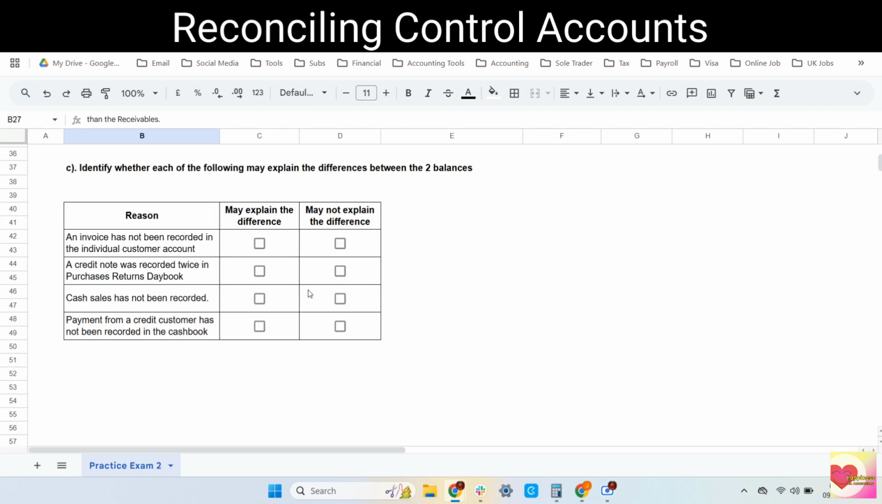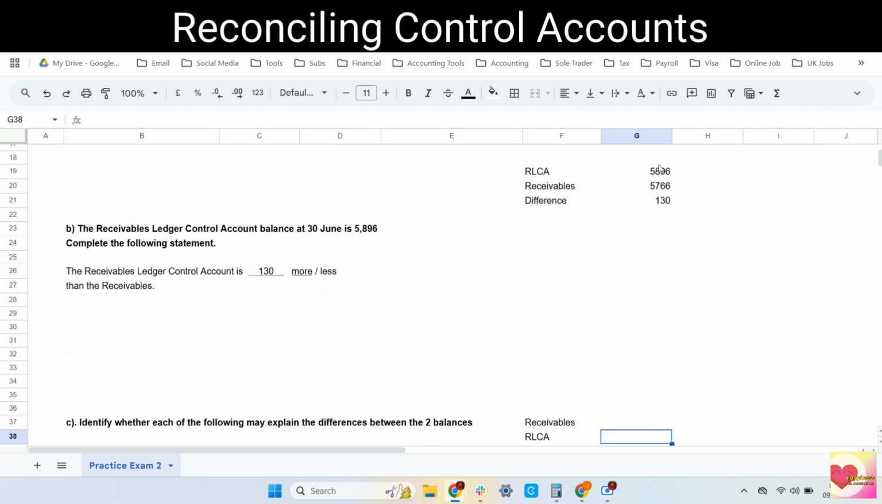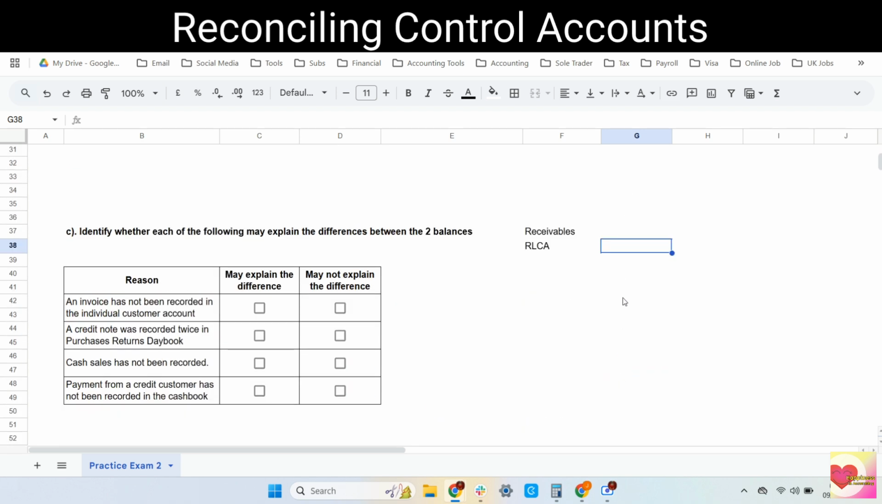Next, letter C, identify whether each of the following may explain the difference between the two balances. First, an invoice has not been recorded in the individual customer account. Before we proceed in answering this question, let's visualize our scenario first. In our blank paper here, let's write receivables and RLCA. Our receivables ledger control account, or RLCA, is more than the receivables, so I will mark this as high and the receivables as low.